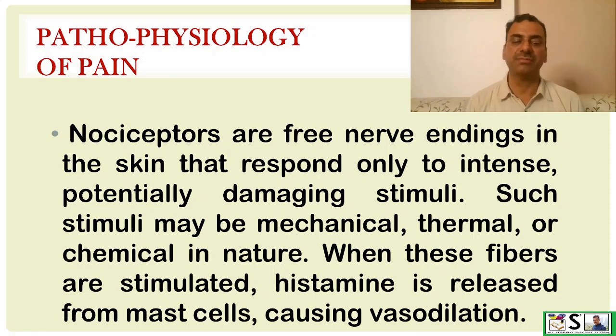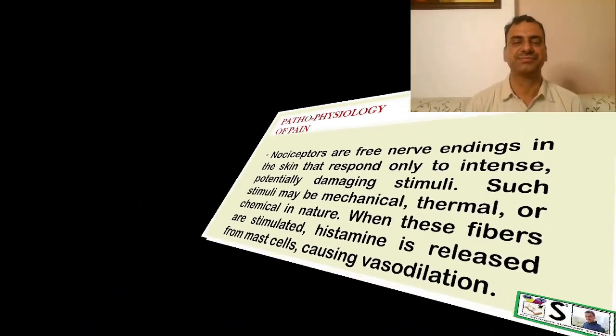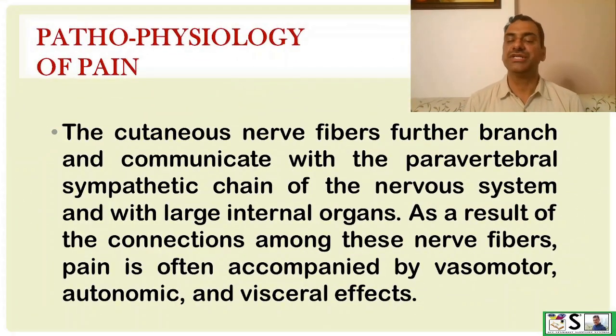When these fibers are stimulated, histamine is released from the mast cells, causing vasodilation. The cutaneous nerve fibers further branch and communicate with the paravertebral sympathetic chain of the nervous system and with large internal organs. As a result of the connection among these nerve fibers, pain is often accompanied by vasomotor, autonomic, and visceral effects.